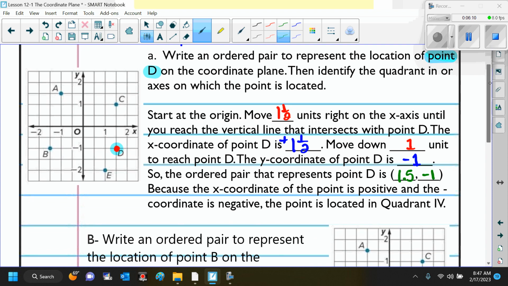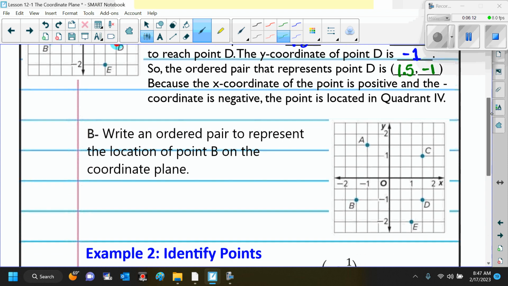Okay. So now I would like for you to take a minute. You can pause the video and you can do letter B with your table partners.